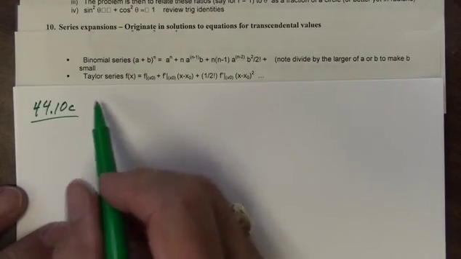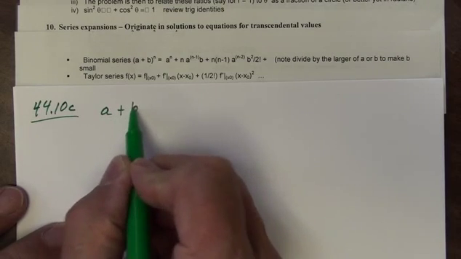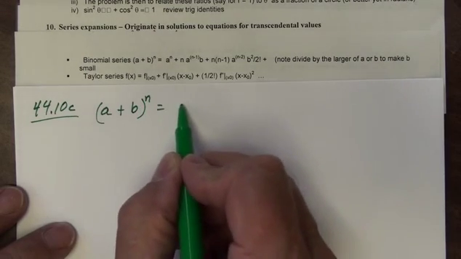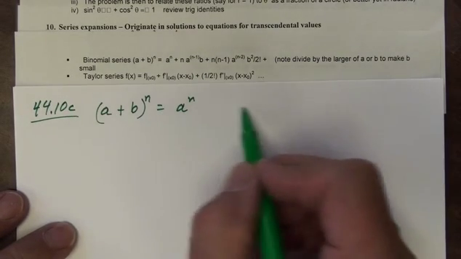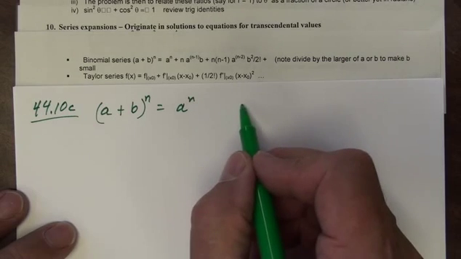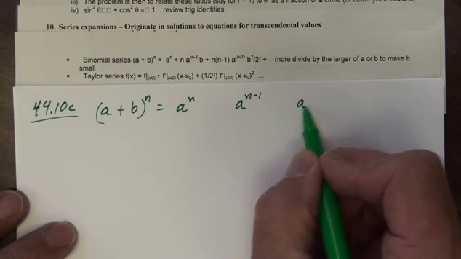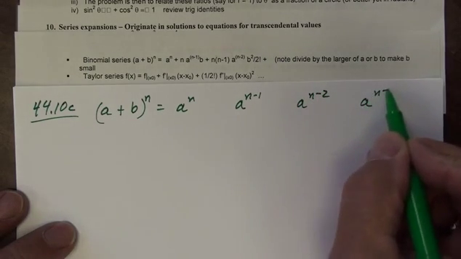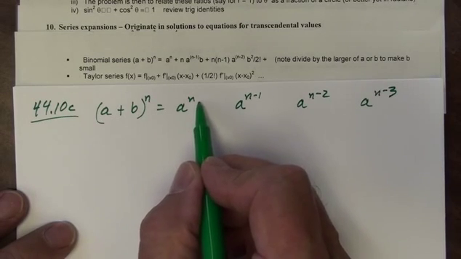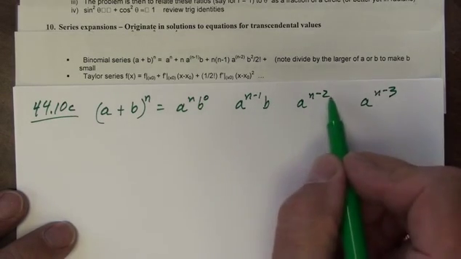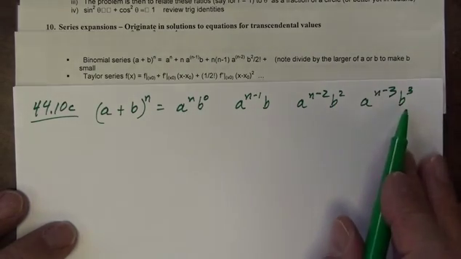The next series is the binomial series. And the binomial series says that a plus b to the nth power is a to the n. And now every time the a's and the b's multiply, but the a's reduce in power and the b's increase. There's going to be an a to the n minus 1, a to the n minus 2, a to the n minus 3. And each time we're going to have b, here's b to the 0, which is 1, b, b squared, b cubed. So it's very easy to see what these terms are.